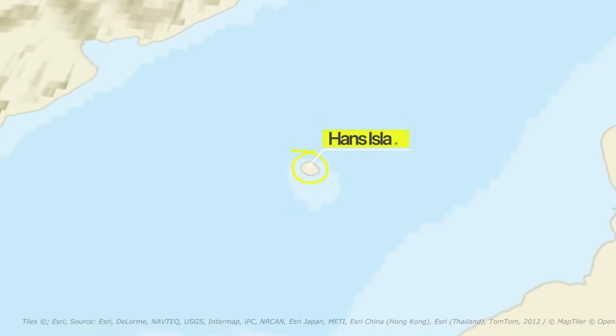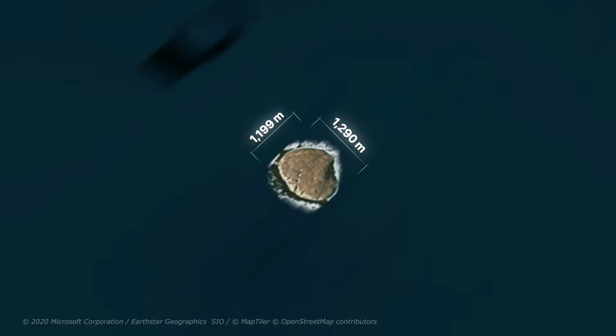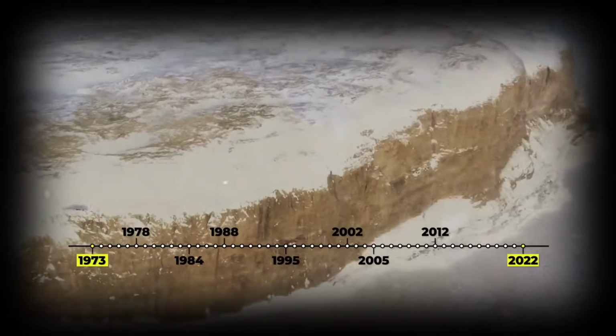The reason for this conflict was this tiny piece of land called Hans Island. It's 1290 meters long and 1199 meters wide. This uninhabited island looks more like a rock, but it created a whole history of the world-famous conflict between Canada and Denmark that lasted almost 50 years.